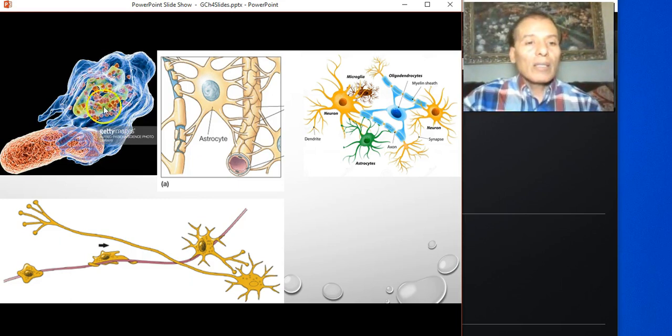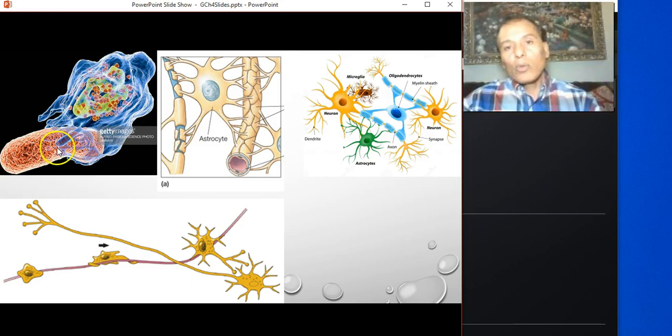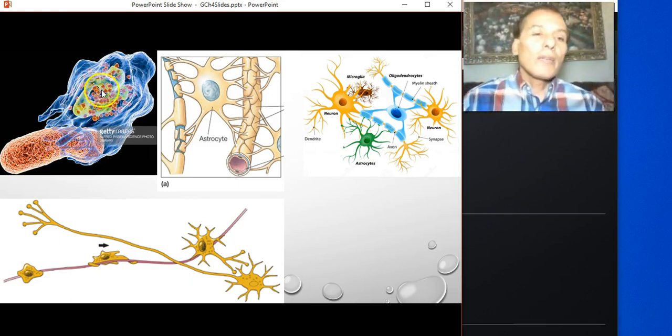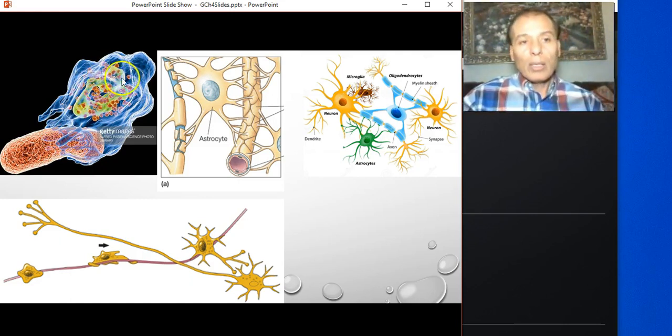These are the cells that they look for when they do a spinal tap. For example, when there is an infection, encephalitis or meningitis, they do a spinal tap where they draw fluid from the spinal cord, and they look at how many of these white blood microglia are there. If there are more, it means they are fighting an infection.